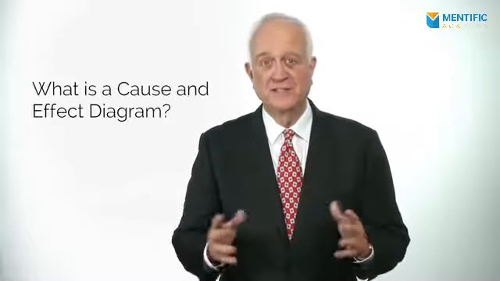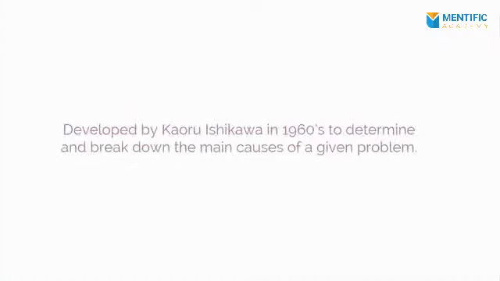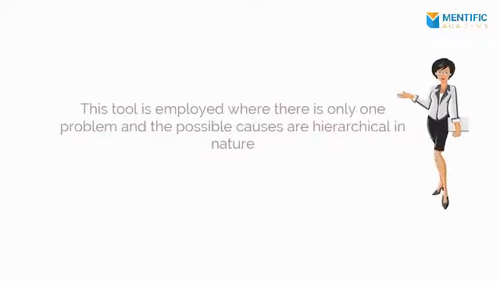The fourth basic quality tool we will discuss is the cause and effect diagram. What is a cause and effect diagram? It is a graphic representation of the possible causes for any particular problem under study. This tool was developed by Kaoru Ishikawa in the 1960s to determine and break down the main causes of a given problem. This tool is employed where there is only one problem and the possible causes are hierarchical in nature.